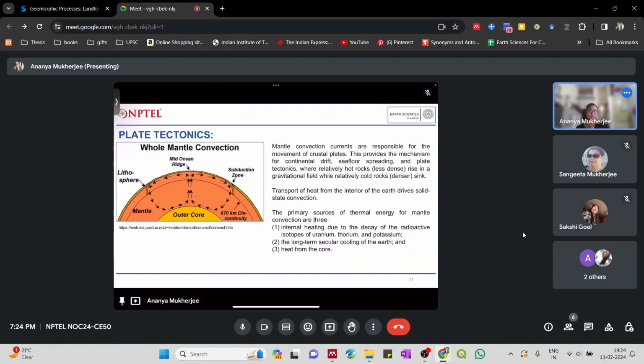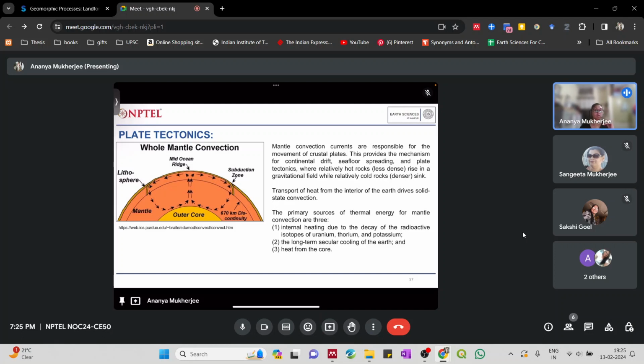So this is the important part: what actually drives the plates to move? We know that the plates are floating on the asthenosphere, but they could just float. What is causing the movement? For that, what was proposed was whole mantle convection. Mantle convection currents are the driving force of the movement of the crustal plates, and these are caused by the differences in the states and the temperature of the layers.